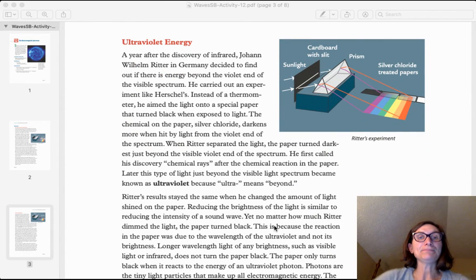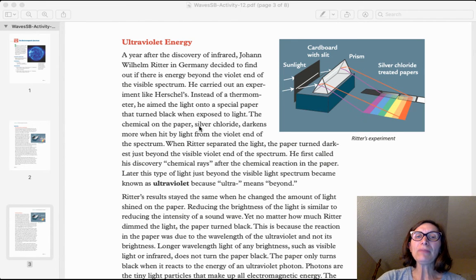Ultraviolet energy. A year after the discovery of infrared, Johann Wilhelm Ritter in Germany decided to find out if there was energy beyond the violet end of the visible spectrum. Herschel didn't think about doing that because you're so focused. He carried out an experiment like Herschel's. Instead of a thermometer, he aimed the light onto a special paper that turned black when exposed to light.